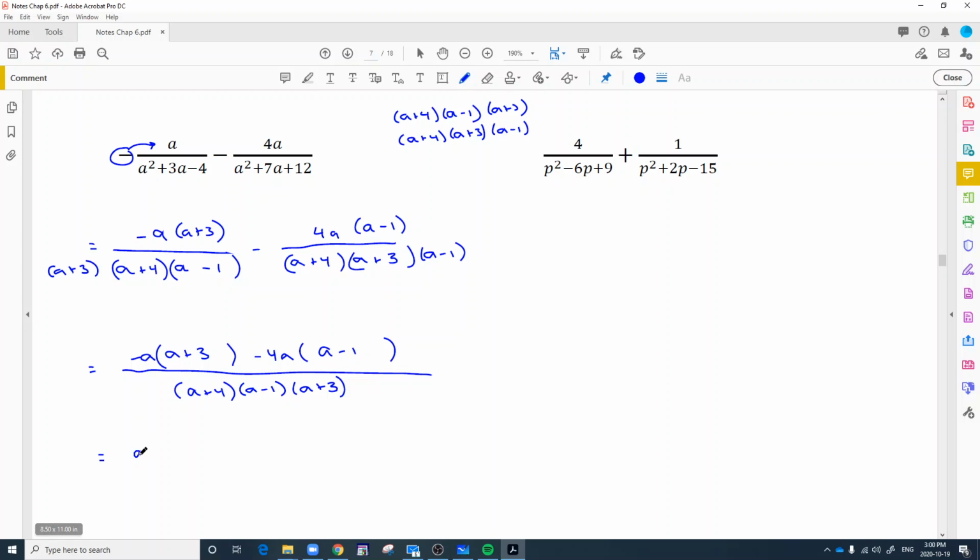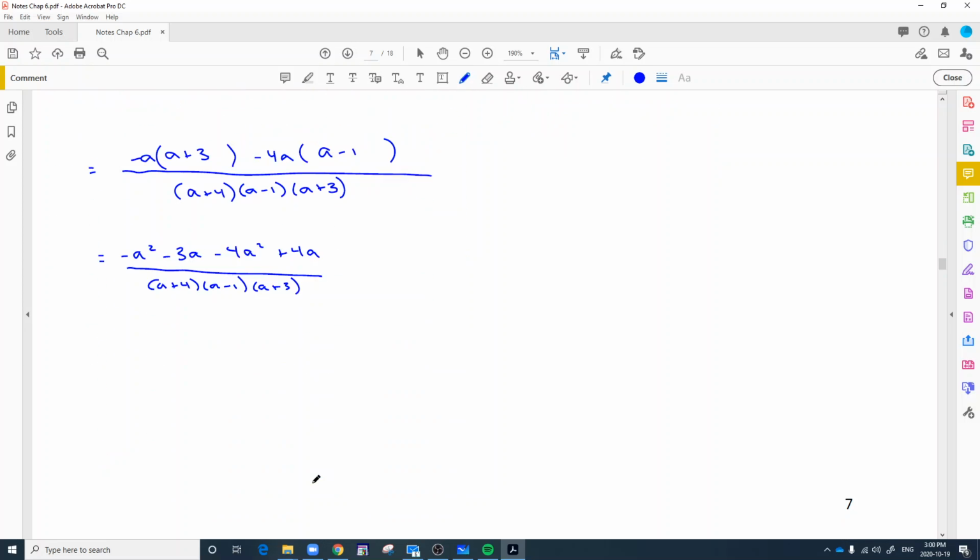So you get -a squared minus 3a minus 4a squared plus 4a all over a plus 4, a minus 1, a plus 3. And again, I think that this method comes from me just being lazy. I don't want to write this binomial or this huge denominator twice. So I write it with that common, and just don't make mistakes. So -a squared minus 4a squared is -5a squared. -3a plus 4a is plus a, all over a plus 4, a minus 1, a plus 3.